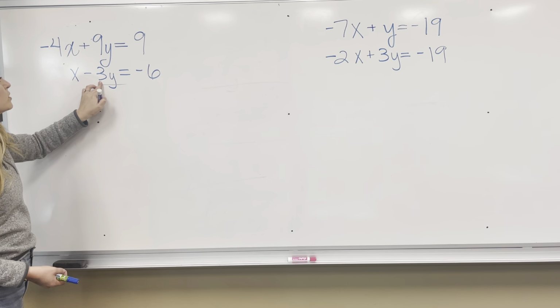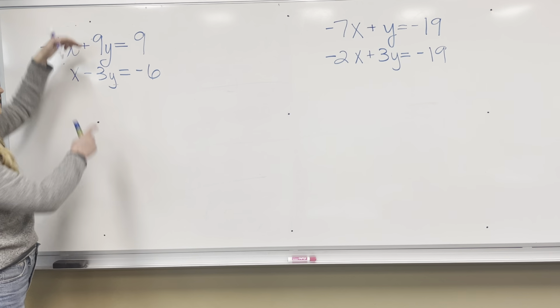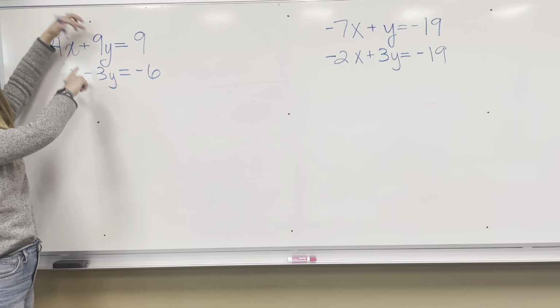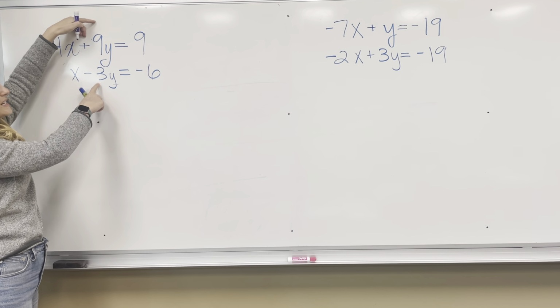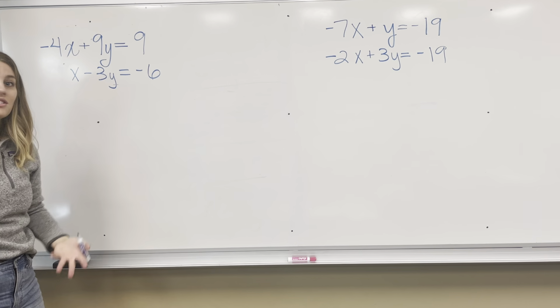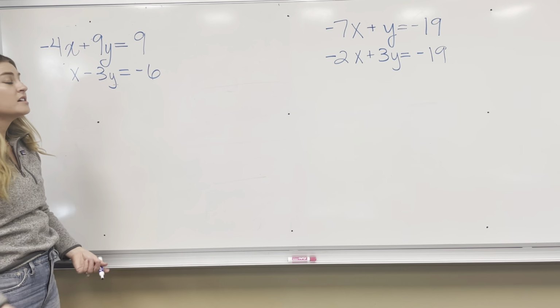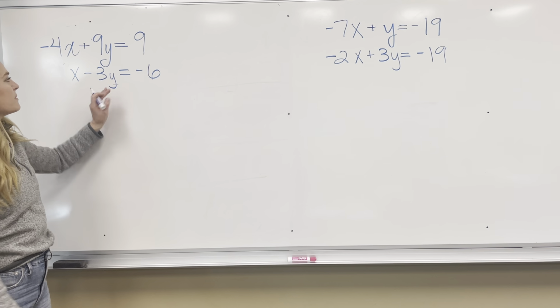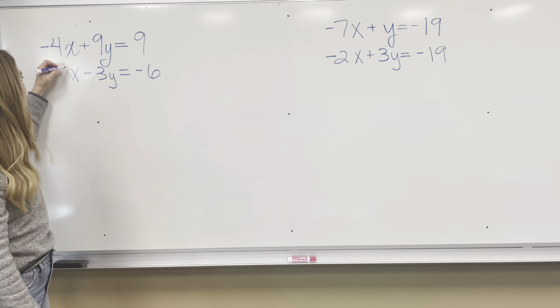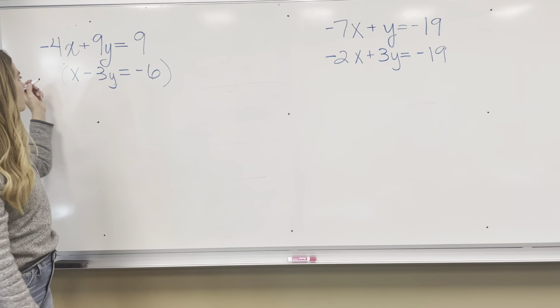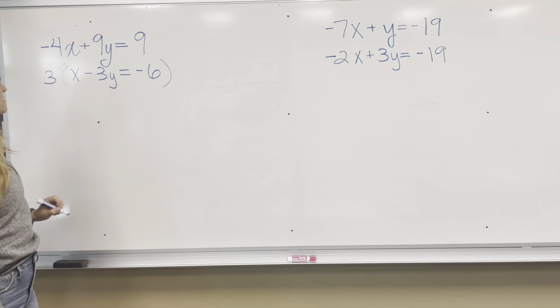So we're going to have to multiply one of the equations so that the coefficients are opposite. This one's positive 9. We can manipulate this one to be negative 9, so then we can simply add the two equations. So what do you multiply this bottom equation by so that this is negative 9y? 3. But you multiply everything in the system.